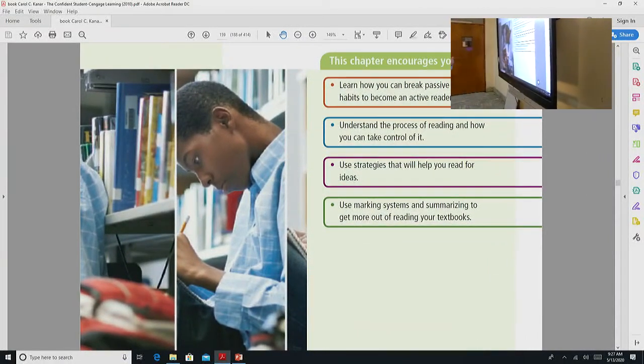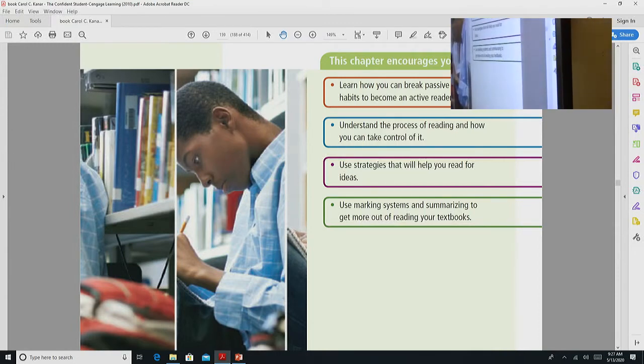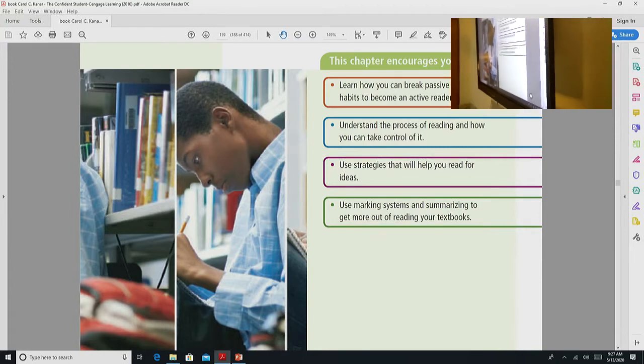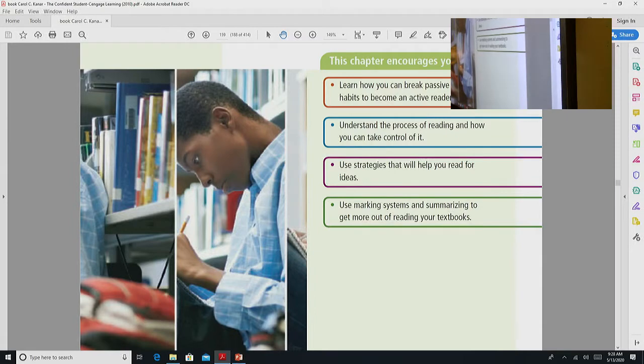Our 4 objectives are: learn how you can break passive reading habits to become an active reader. So our task is to make you an active reader. Number 2, understand the process of reading and how you can take control of it. Number 3, use strategies that will help you read for ideas. Number 4, use marking systems and summarizing to get more out of reading your textbooks.